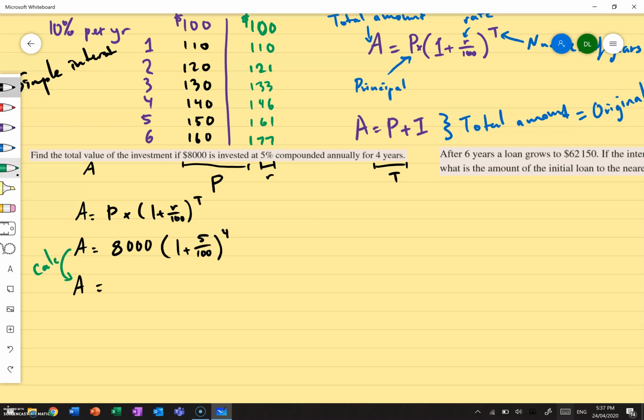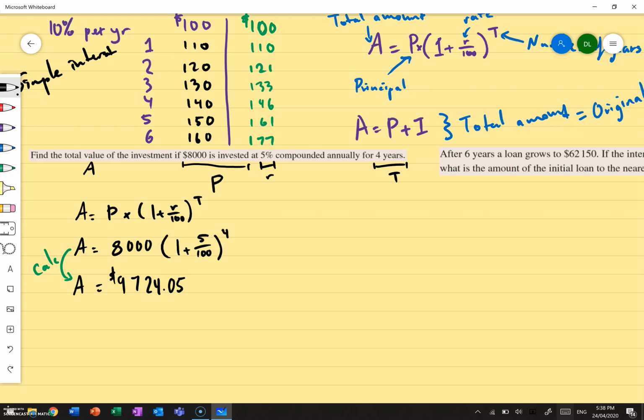Calculator. And I end up with something like $9,724.05. Remember, because we're working with currency, so it needs to have 2 decimal places. Awesome. So that means we've ended up with $9,724.05 after investing for 4 years.